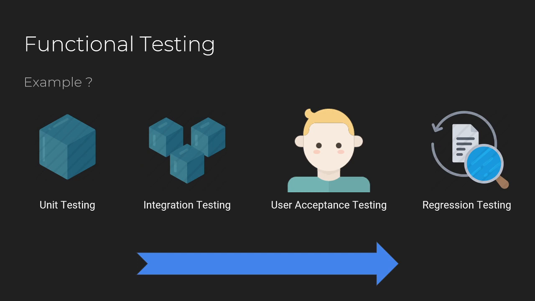So after we know all of those things, what to test, right? We have to know about the examples of functional testing, like what are the types of it. First of all, we have unit testing in the first place. We have integration and user acceptance, and let's not forget about the regression testing.